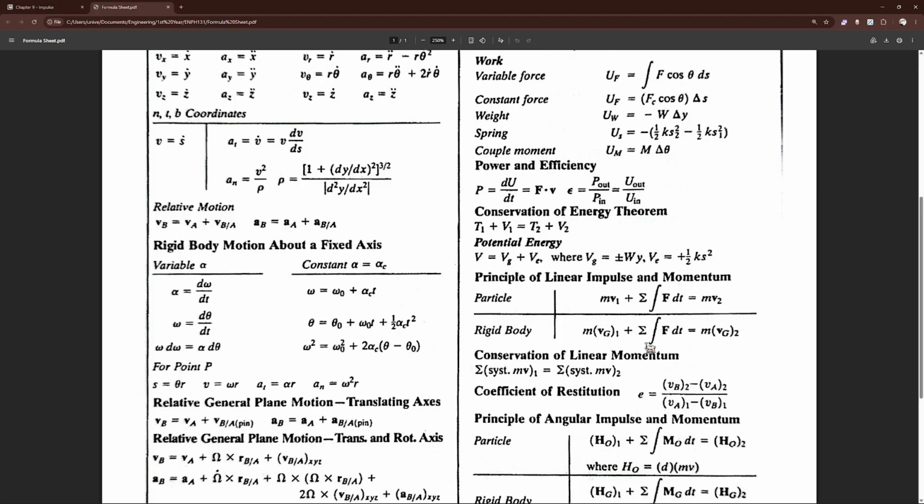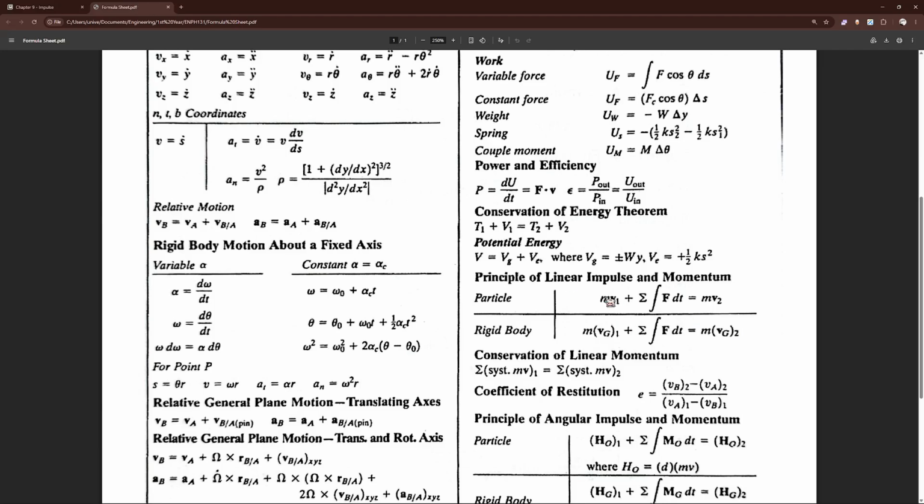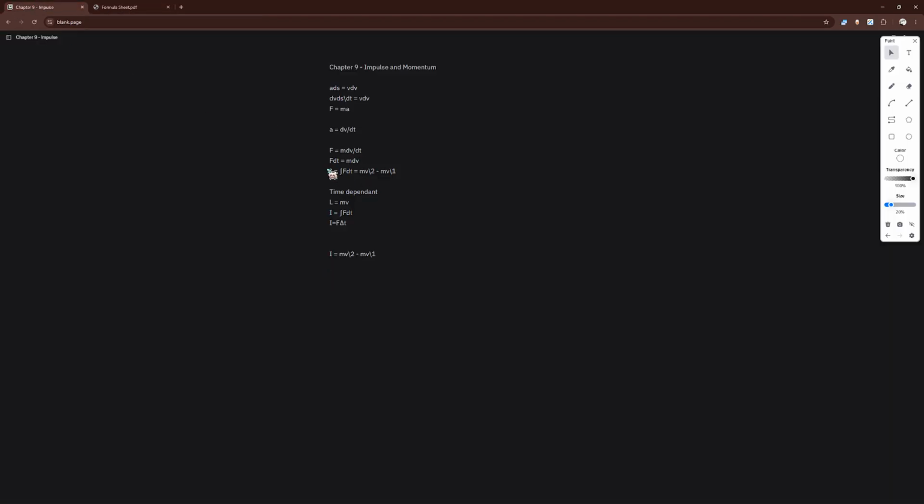The reason for there being a sum here, by the way, is because it's all the forces that are acting on the particle. So not just the one little bit. And so the way to read this equation is momentum 1 plus impulse of all forces is equal to momentum 2, right? That is how you'd want to read this equation, and this equation as well. So, yeah.